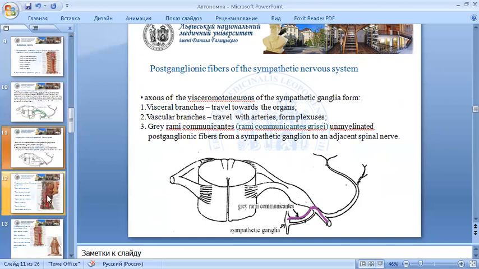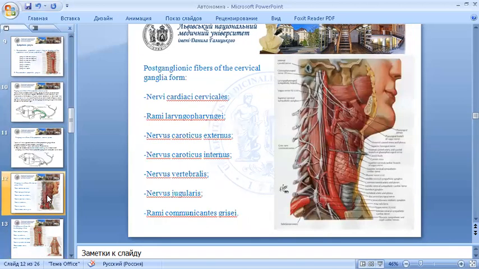So now we will discuss the postganglionic fibers of the cervical part of the sympathetic trunk. We know that the sympathetic trunk is represented by cervical, thoracic, lumbar, sacral, and unpaired ganglia, and all postganglionic fibers of these ganglia create some nerves. Postganglionic fibers of the cervical ganglia form nervi cardiaci cervicales, which are responsible for the sympathetic innervation of the heart, and rami laryngopharyngei, which provide sympathetic innervation of the larynx and pharynx.